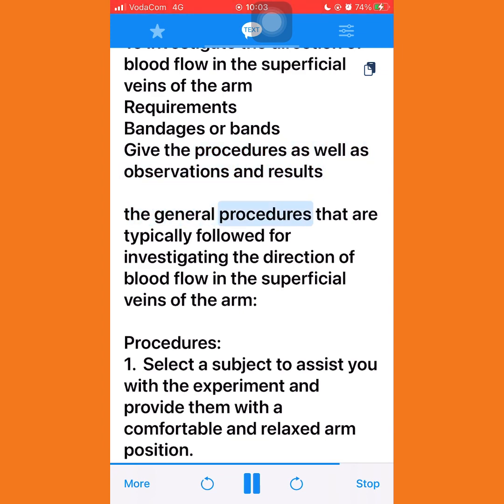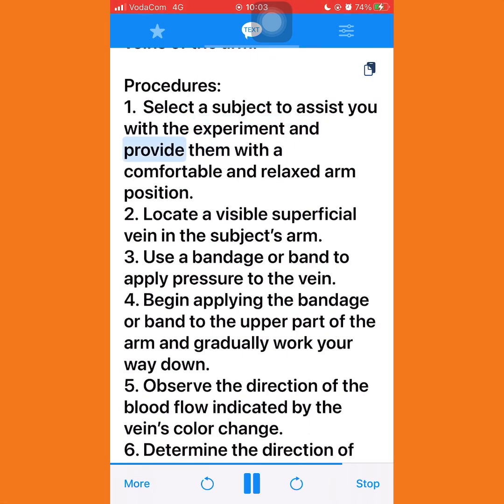The general procedures that are typically followed for investigating the direction of blood flow in the superficial veins of the arm. Procedures. 1. Select a subject to assist you with the experiment and provide them with a comfortable and relaxed arm position. 2. Locate a visible superficial vein in the subject's arm.